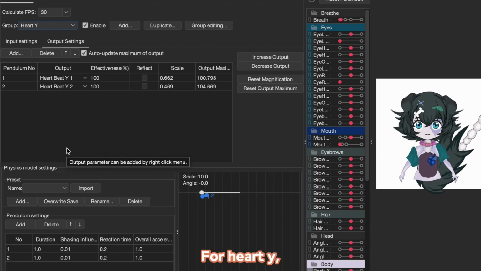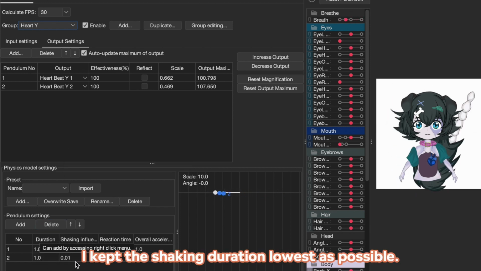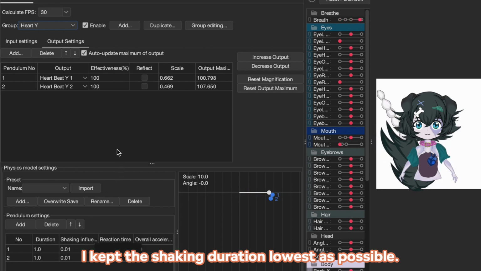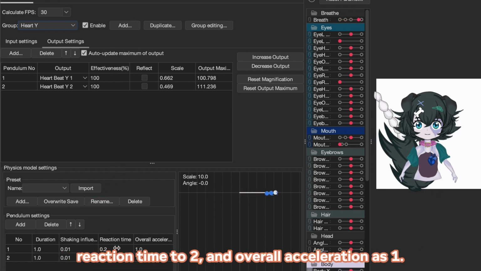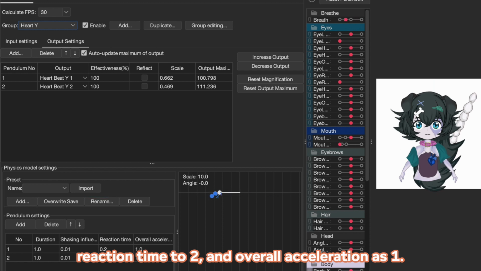For heart Y, I kept it as 1. I kept the shaking duration as low as possible again. Reaction time to 2, and overall acceleration as 1.